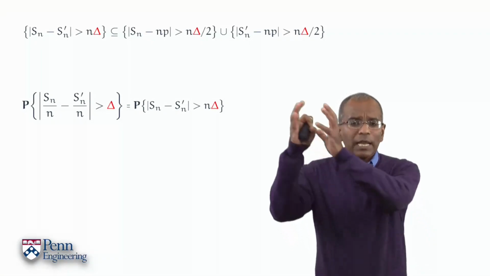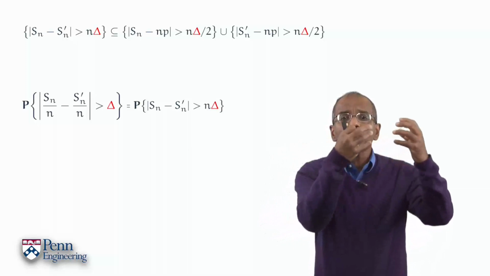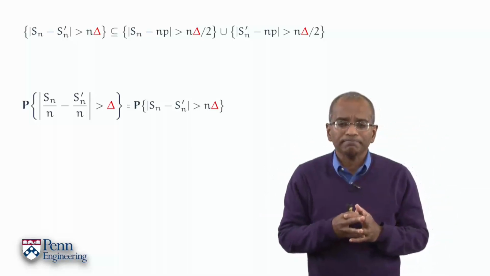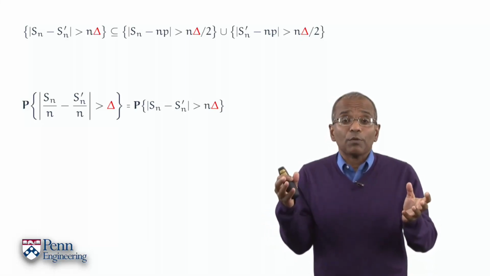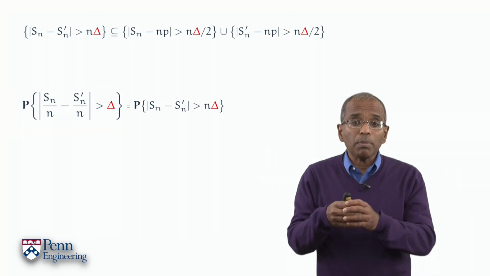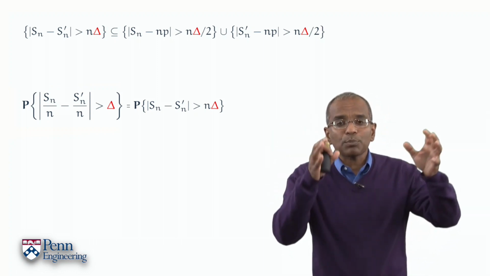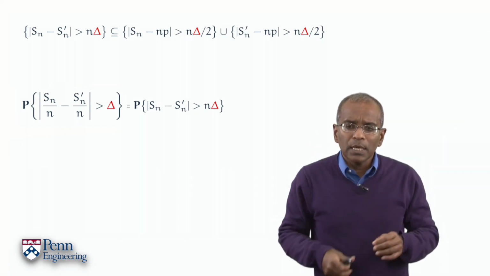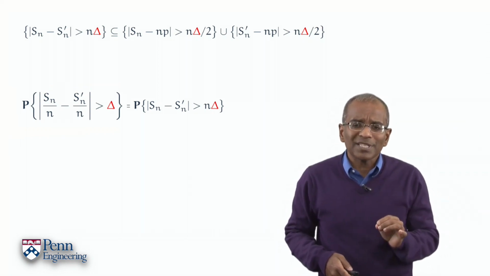The event at hand on the left on the top of the screen implies at least one of the two events on the right. Okay, so we want to compute a probability. Monotonicity of probability measure tells you that if you have a bigger event, you get a bigger probability. So the probability of the event on the left is certainly no larger than the probability of the event on the right. But on the right, I've got a union of two events.